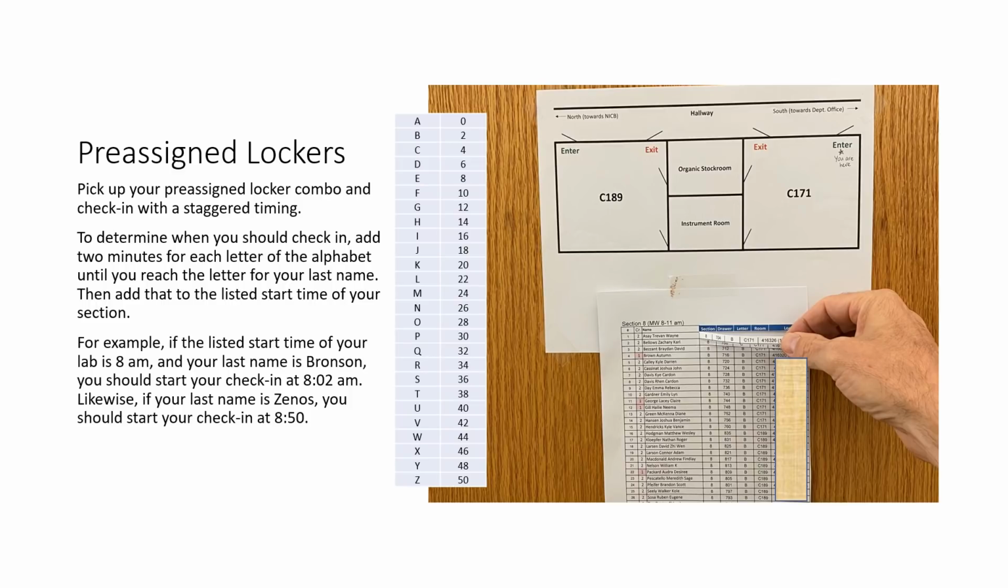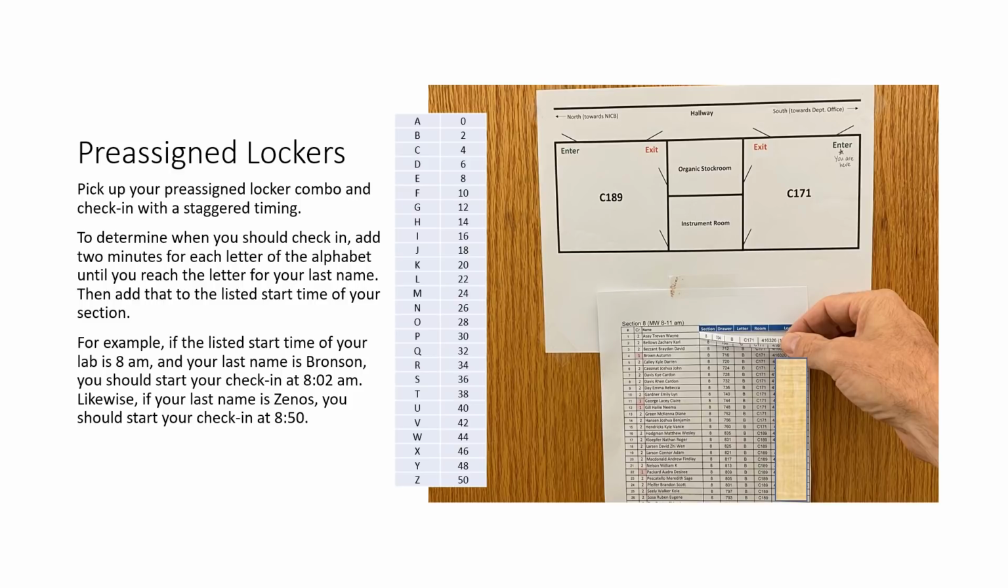So if your last name is Bronson, as mine is, and your section normally would start at 8 a.m., you add 2 minutes to the time that you will arrive and come in at 8:02, tear off your locker combination, and then enter the appropriate lab, you can then start the check-in. And likewise, if you have a name that starts with Z, we'll add 50 minutes to your name. So you'll come in at 8:50, tear off the appropriate combination, and do the same.